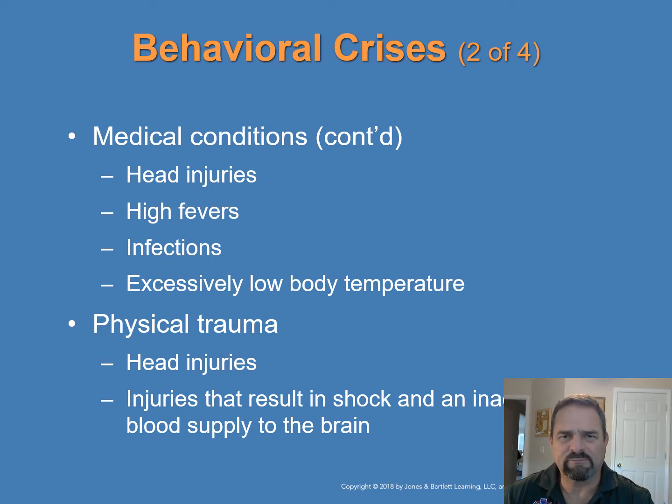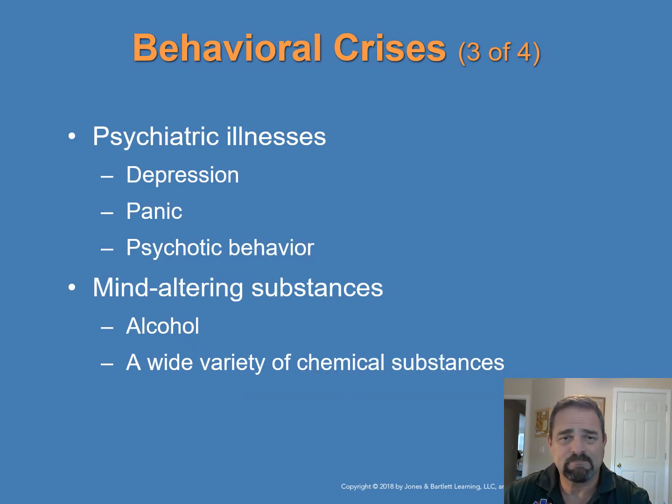All right, so continue on. Medical conditions, other signs and symptoms that you can see in behavioral crisis are head injuries, high fevers, infections, and excessively low body temperatures. Any of these can create a condition of a behavioral crisis. Also, physical trauma, head injuries, injuries that result in shock and inadequate blood supply to the brain. Then you have psychiatric illnesses, such as depression, panic, and psychotic behavior. Any of these can cause a behavioral type of crisis or emergency.